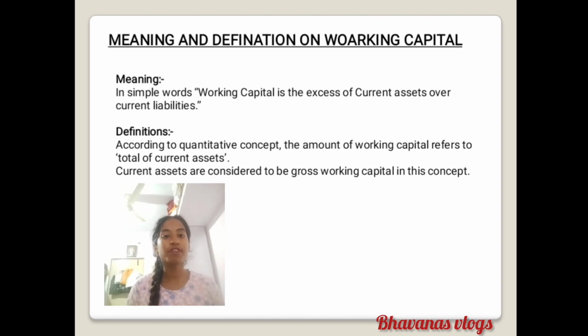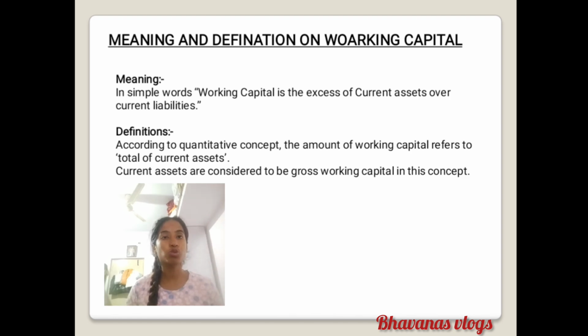So basically, working capital is the money used for the day-to-day activities of the business. That is called working capital. By seeing the working capital in the business, the company will decide its future plans, and decisions can be taken by seeing the working capital in the business. This is about the meaning of working capital.